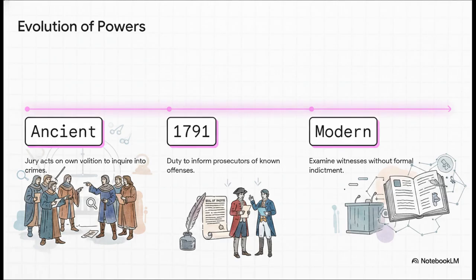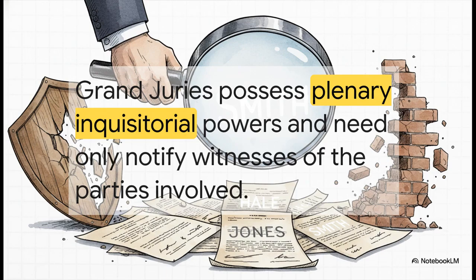Their very purpose is inquisitorial. They are meant to investigate and determine if a crime even occurred in the first place. So the crucial takeaway here is that the government is fully empowered to summon you to testify just to find out who should be indicted. The court affirmed that grand juries possess plenary inquisitorial powers. They don't have to tell you the specific nature of the charge, they only need to let you know the names of the parties involved. And with that ruling, Hale's first defense, that there had to be a formal charge first, was completely dismantled.